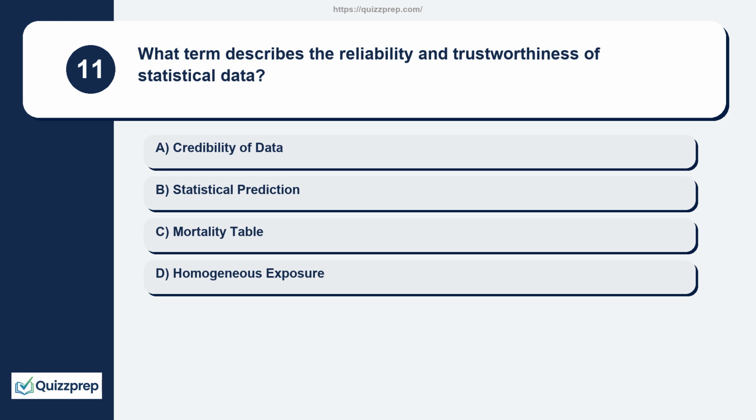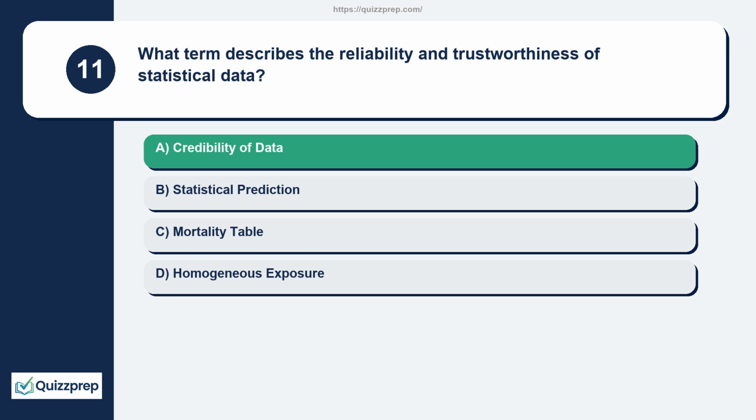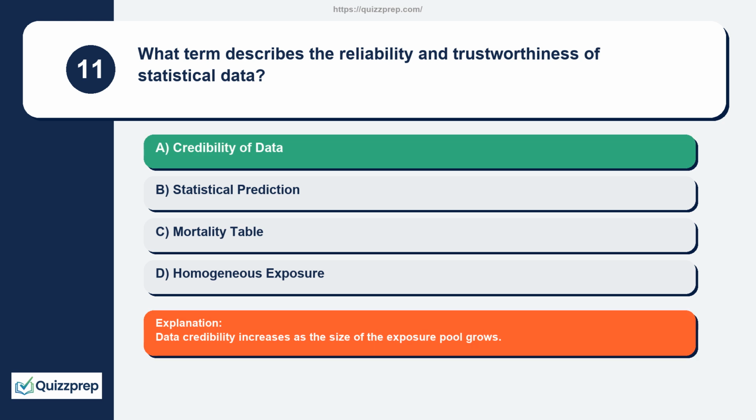Question 11. What term describes the reliability and trustworthiness of statistical data? Credibility of data. Statistical prediction. Mortality table. Homogeneous exposure. Data credibility increases as the size of the exposure pool grows.